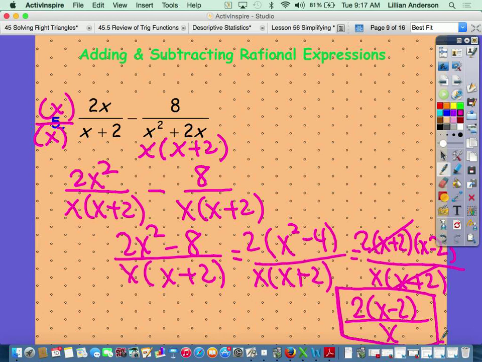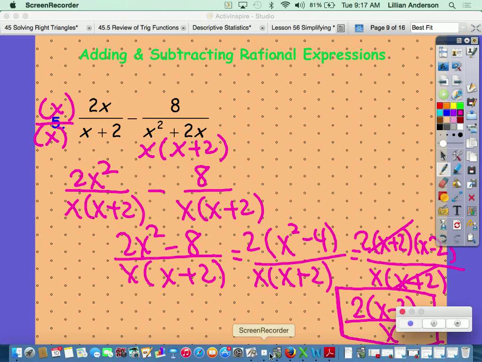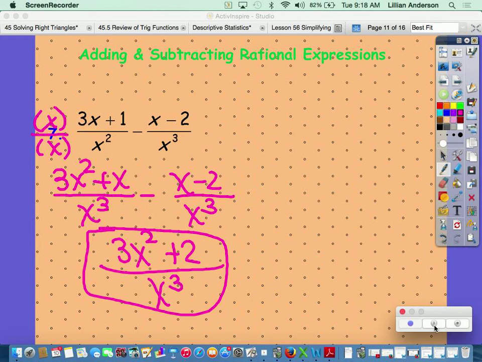Last one, 7. So here's your answer to number 7. Again, you have a negative, you're subtracting this entire right side, so that's a negative x, and then a minus negative 2. 2 negatives make a positive. Questions? Okay.